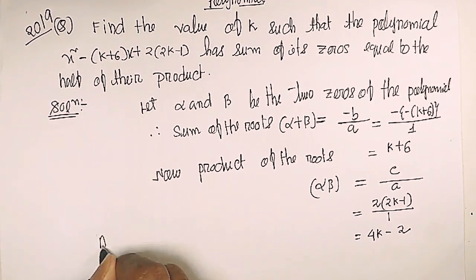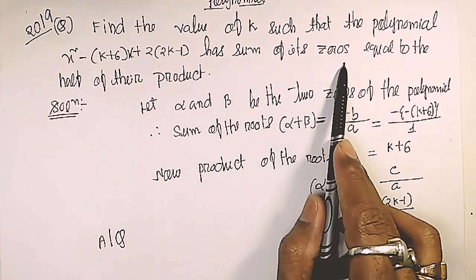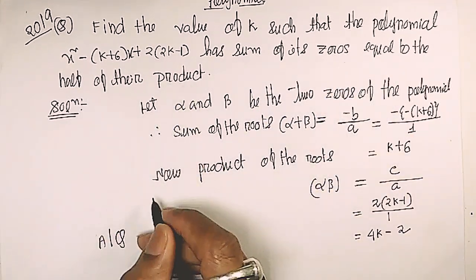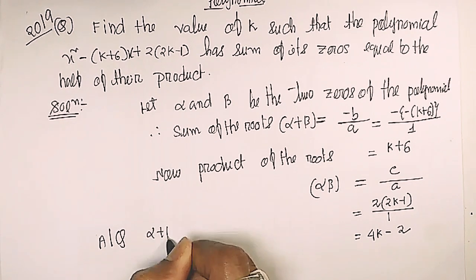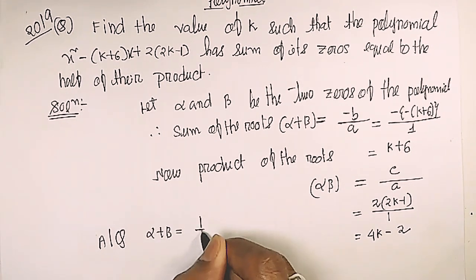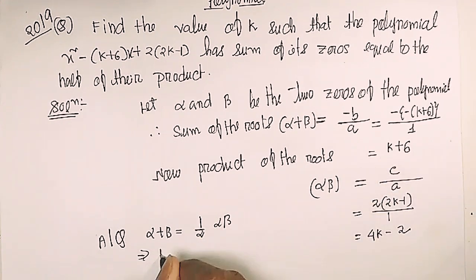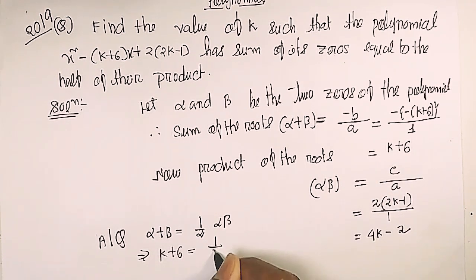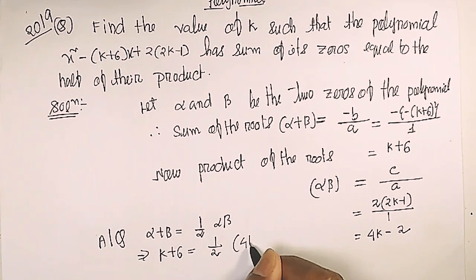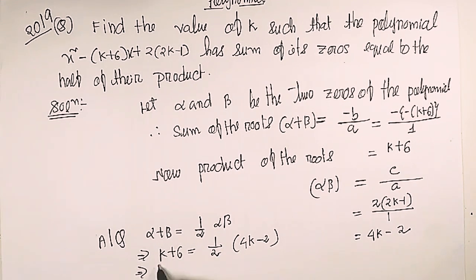Now according to the question, the sum of its zeros is equal to half of their product. So according to the question, alpha plus beta is equal to half of their product. So alpha plus beta is k plus 6, alpha into beta is 4k minus 2. Cross multiply: it's 2 into k, 2k, plus 2 into 6, 12. So it's 4k minus 2.